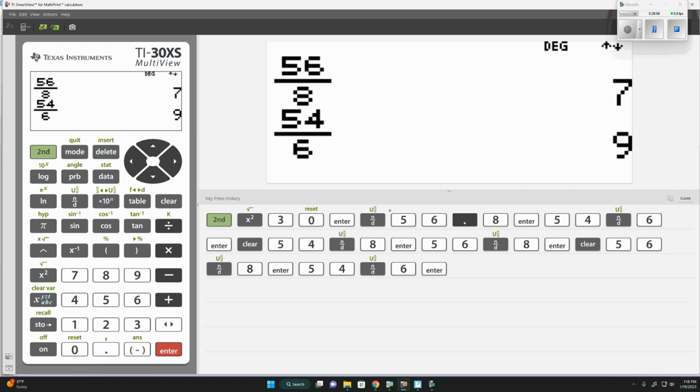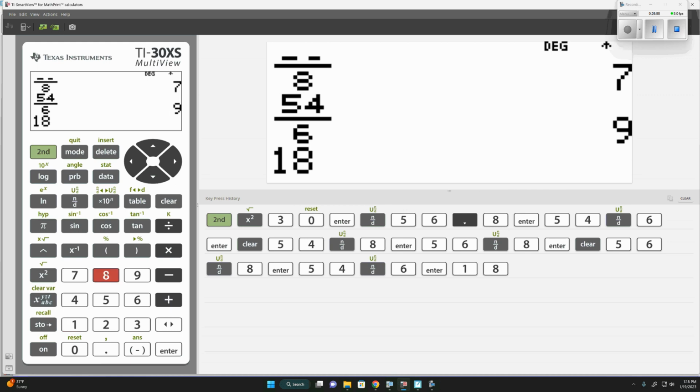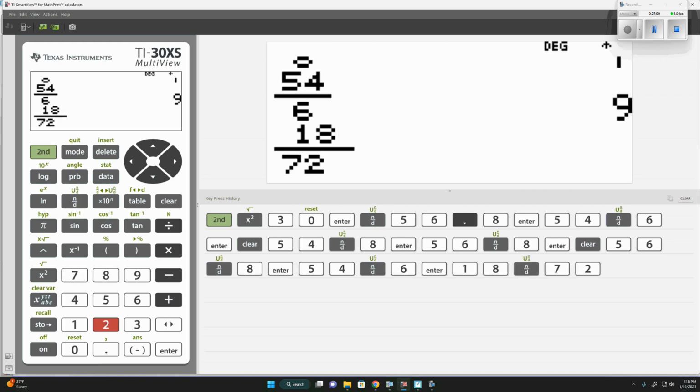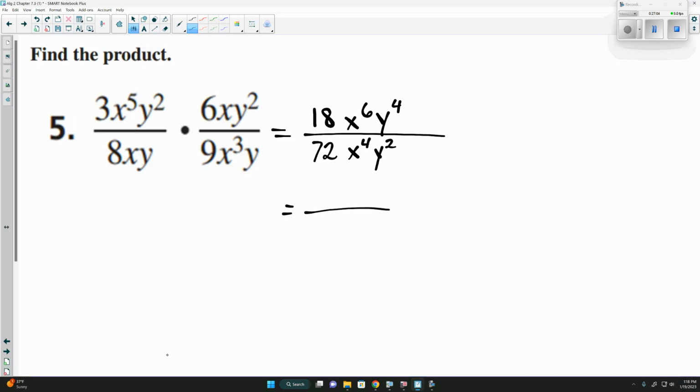Now we can do 18 over 72 on the calculator. 18 over 72 is 1/4. So we put the 4 on bottom. Now if we want to write the 1 on top, that's fine. But I normally leave it blank till the very end. Because if it ends up being that everything on top simplifies out, then we need to put the 1. But if we still have stuff on top, x or y, then we don't necessarily need to add it.